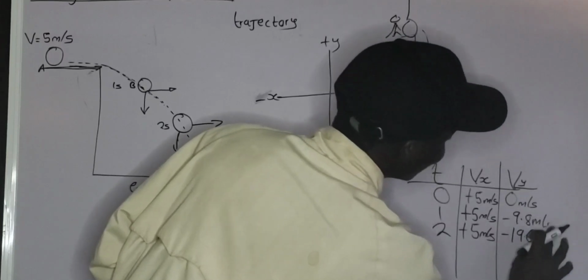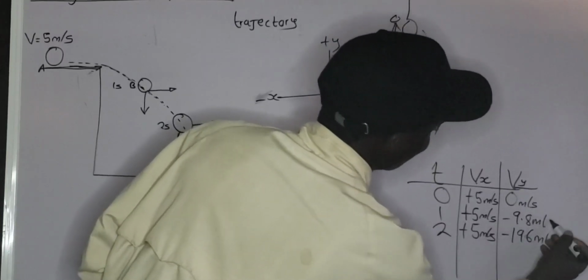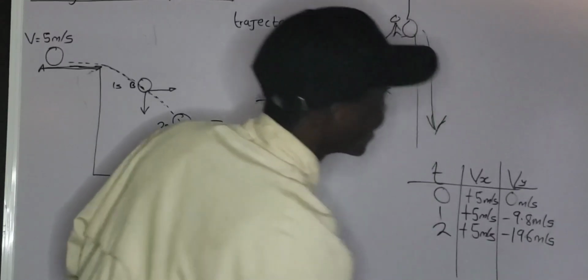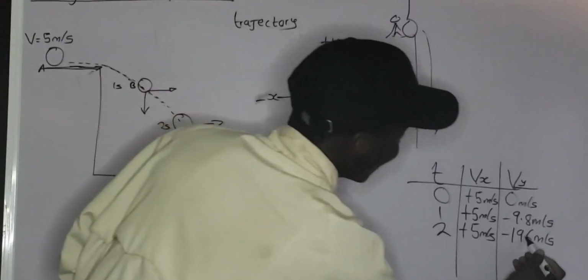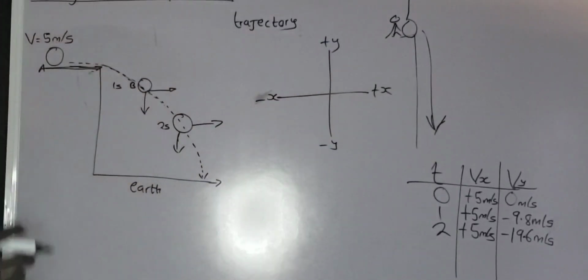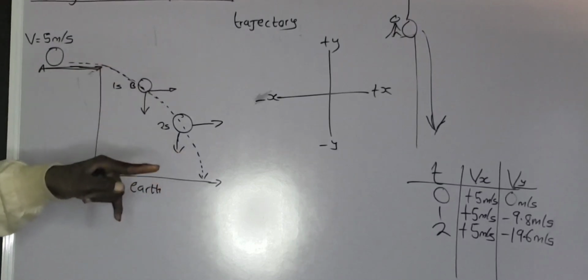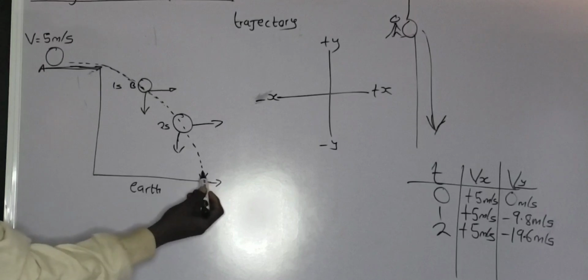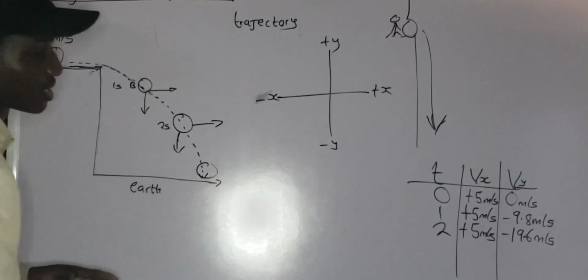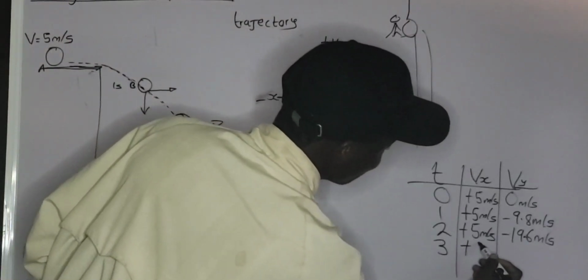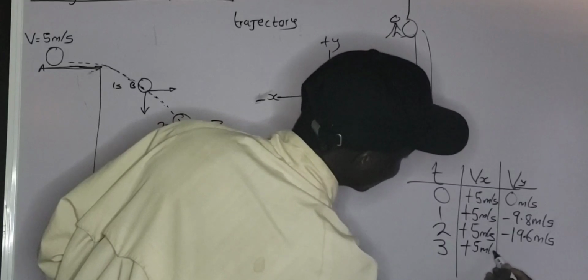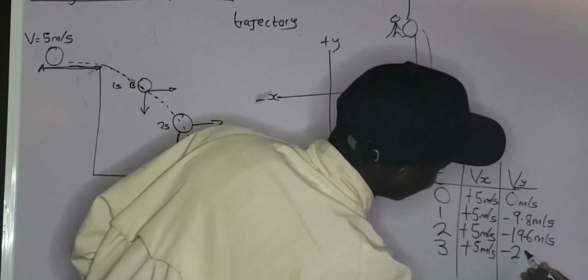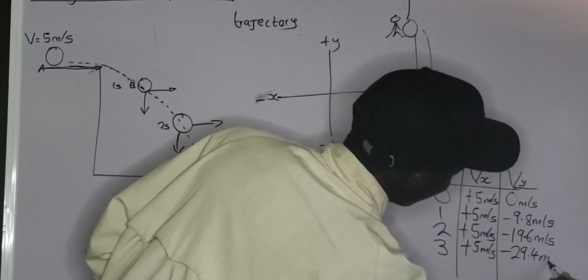Oh, sorry. This is meter per second, okay? This is meter per second. Do you understand? Please, don't be confused. We are dealing with velocity here. We are not dealing with acceleration. Do you understand? So this is meter per second. So now let us proceed. So the velocity of the ball at 3 seconds is what? This will still remain plus 5 meters per second, and this will be what? Minus 29.4 meters per second.